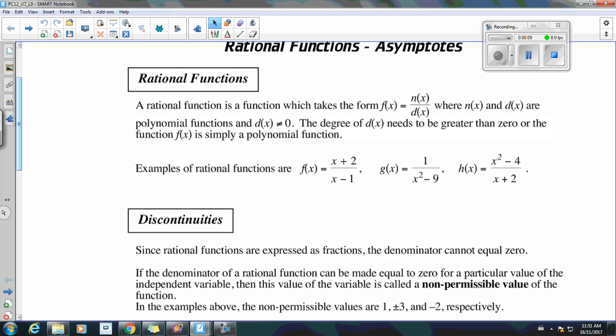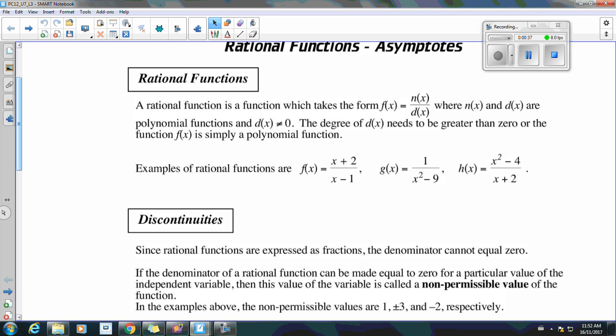A rational function is a function which takes the form n of x over d of x, where n of x is the numerator and d of x is the denominator. They are both polynomial functions, where the denominator cannot be 0. The degree of the denominator needs to be greater than 0, or the function f of x is simply a polynomial function. So examples are listed there. Those are all rational functions.